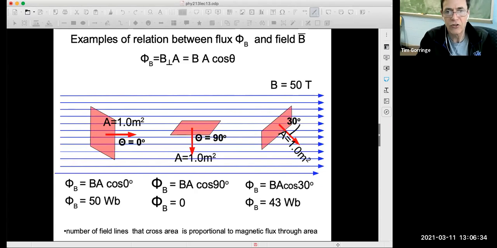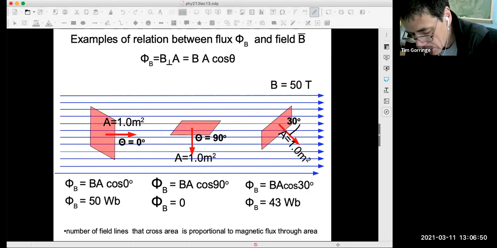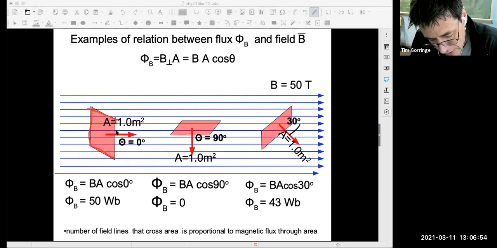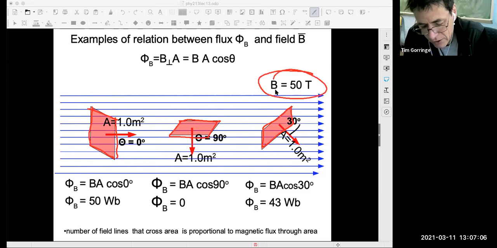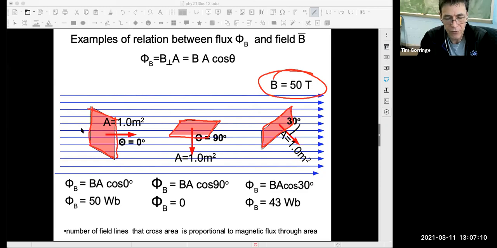Here's a second slide that illustrates the relationship between field and flux. And this one illustrates how the flux depends on the orientation of the surface in the field. So in this particular case, I've again got three same size surfaces, 1 square meter on the left, 1 square meter in the center, and 1 square meter on the right. This time they're all immersed in the same strength field, 50 Teslas. The field lines are equally packed on the left, center, and right, indicating that the field strength is equal sized on the left, center, and right. The field lines all go left to right, so the field is the same direction everywhere too.